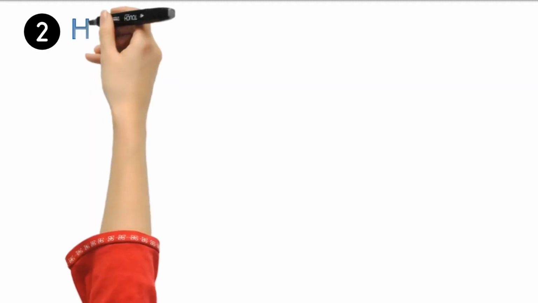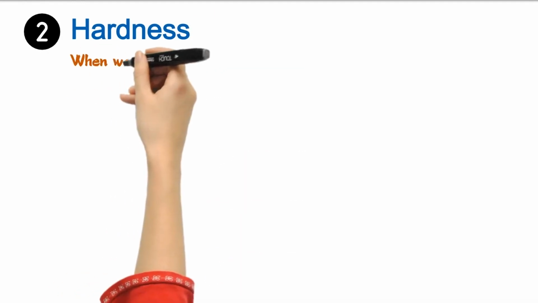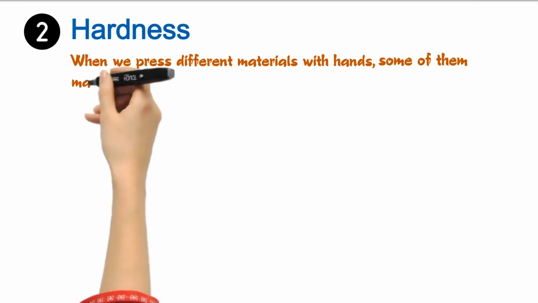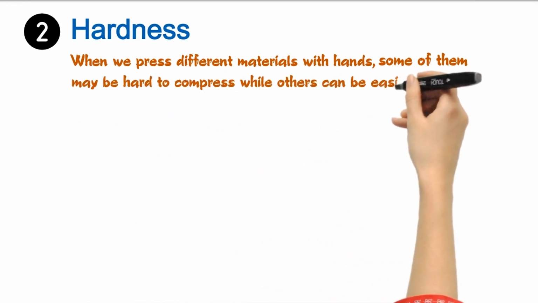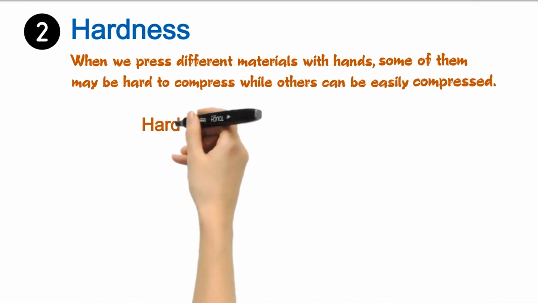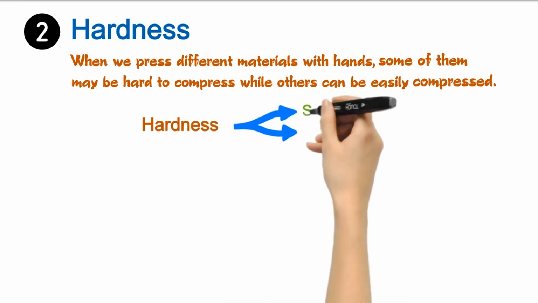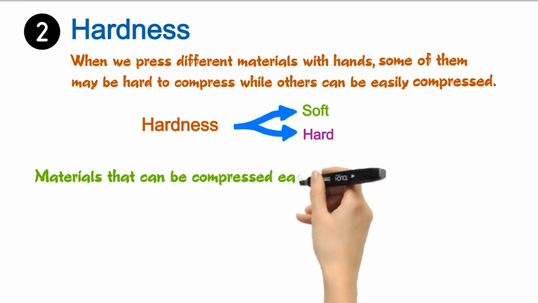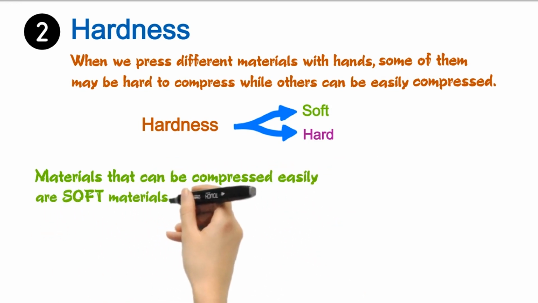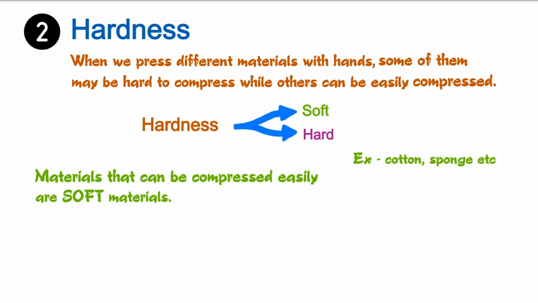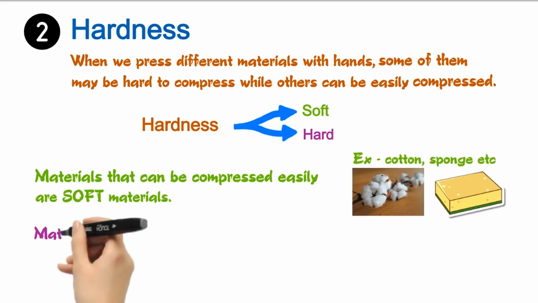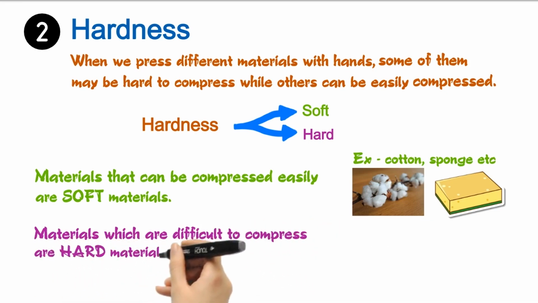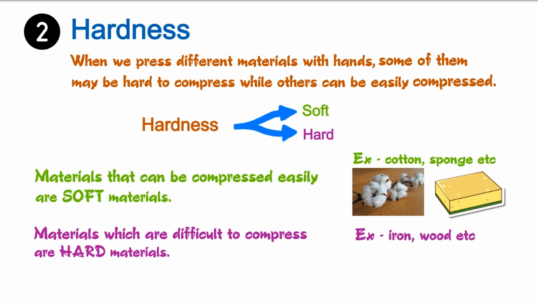Now let's start with our second property, hardness. When we press different materials with hands, some of them may be hard to compress, while others can be easily compressed. Hardness can be found in two types. One is soft, and another one is hard. Materials that can be compressed easily are soft materials. Example, cotton, sponge, etc. Materials which are difficult to compress are hard materials. Example, iron, wood, etc.